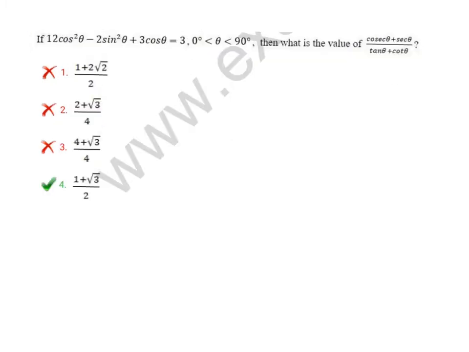Look at the next one. If 12 cos square theta minus 2 sin square theta plus 3 cos theta is equals to 13. So let's assume that cos theta is equals to x, then you will get 12x square minus 2 into 1 minus cos square theta. So you can write it as 1 minus x square plus 3x is equals to 13. So you can solve it like 12x square plus 2x square is 14x square. Then you have plus 3x minus 5 is equals to 0.